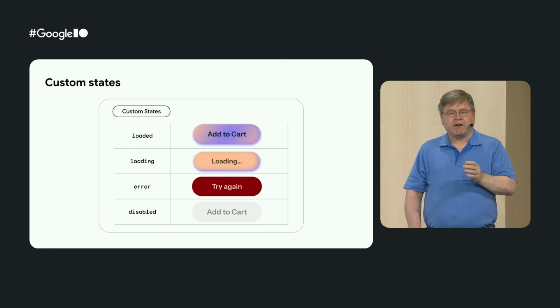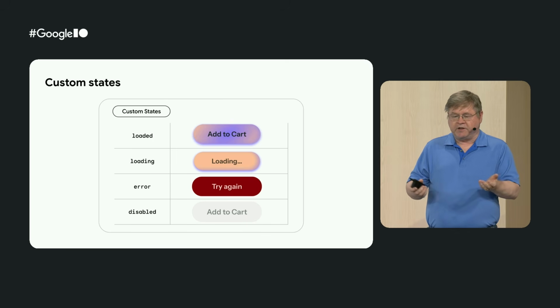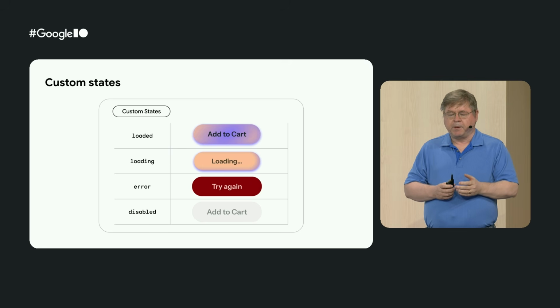In Jetsnack, we wanted the Add to Cart button to look different when we're loading something or when an error occurs. Here we have an updated design for what the different states should look like. Note the design for loaded isn't changed. That makes sense. It's our default. But the design is different for loading and error.